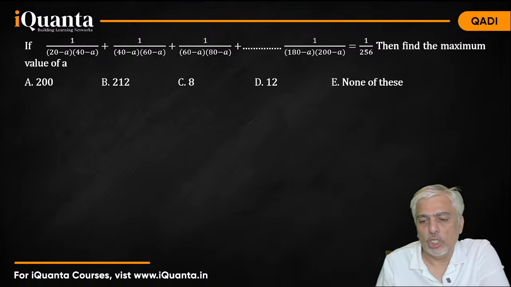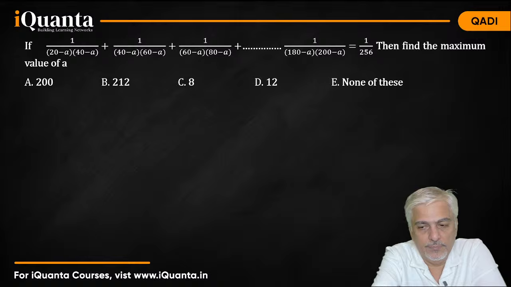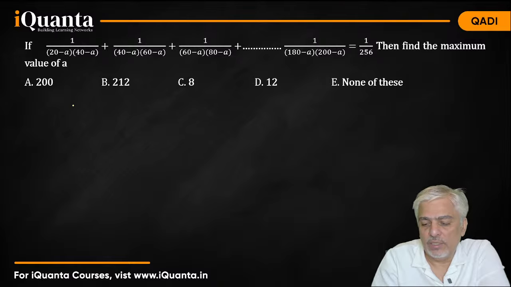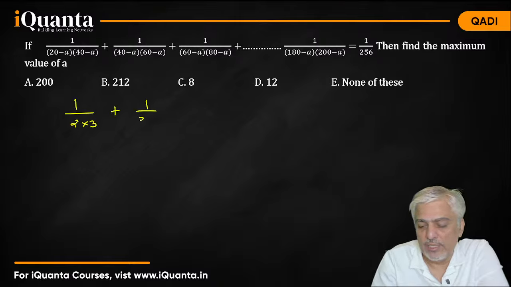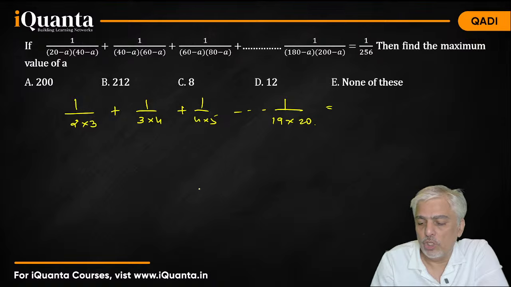I had taught you all a shortcut. If you can use that shortcut, the sum will be much faster. Remember the shortcut? Suppose 1 upon 2 into 3 plus 1 upon 3 into 4 plus 1 upon 4 into 5, say up to 1 upon 19 into 20. I taught you a shortcut.